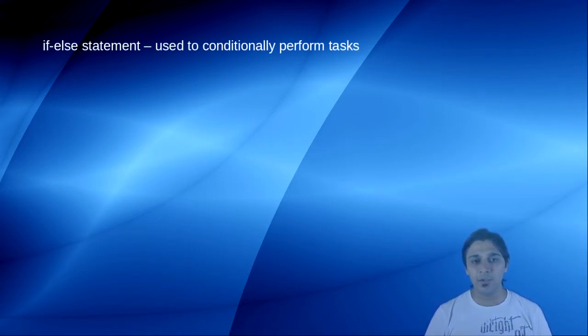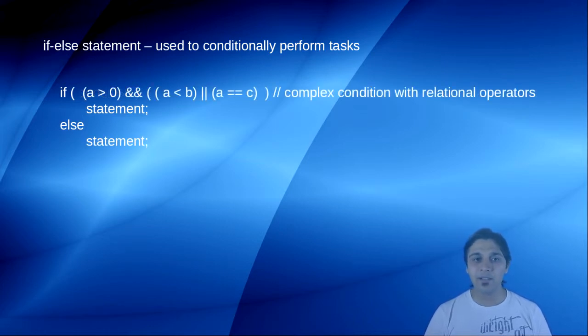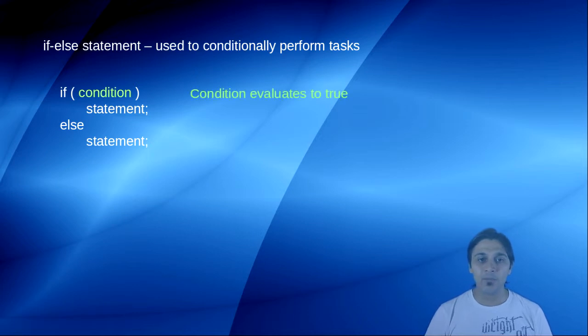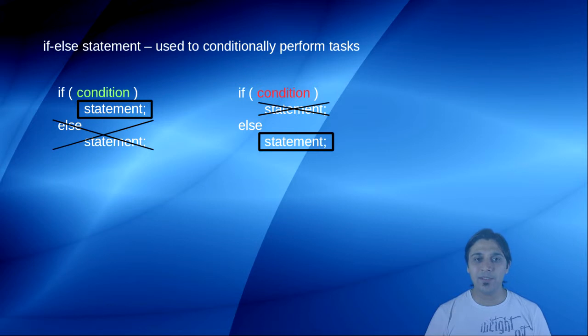The if-else statement is used when we want to perform some task conditionally. The syntax of an if-else statement is: if, condition within brackets, statement, else, statement. The condition written after if can be a complex condition with multiple relational and logical operators. The condition is evaluated, and if the outcome of evaluation is true, then the statement written after the condition is executed, and the statement written after else is not executed. If the condition evaluates to false, then the statement written after if is not executed. Only the statement written after else is executed. So, if-else allows us to selectively execute the statement on the basis of a condition.